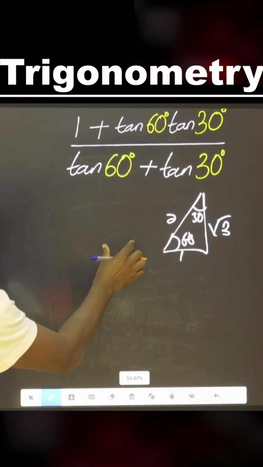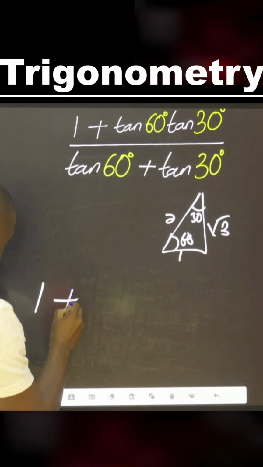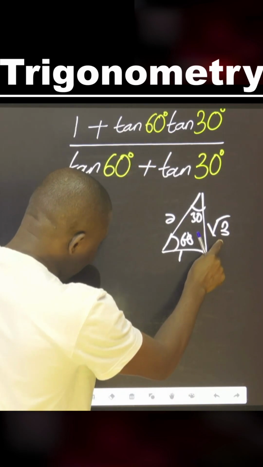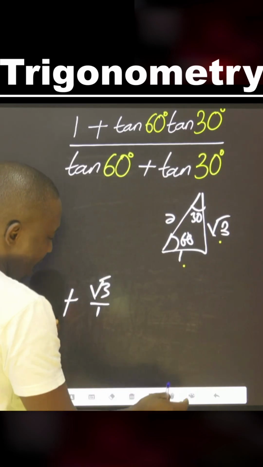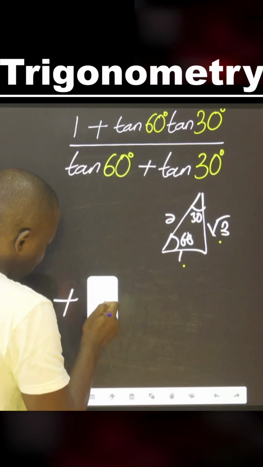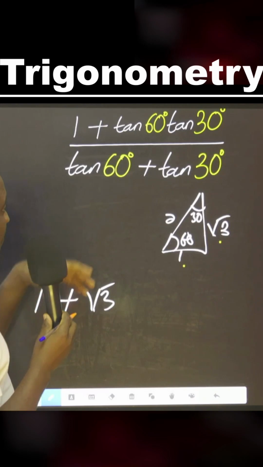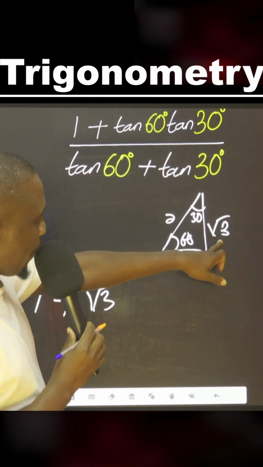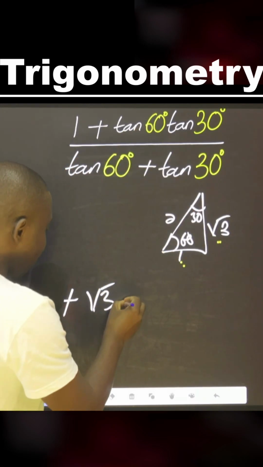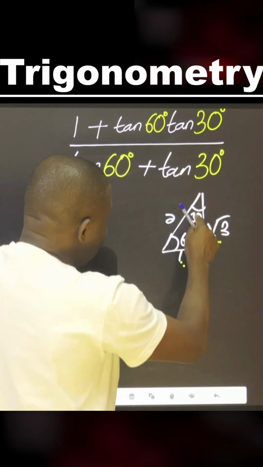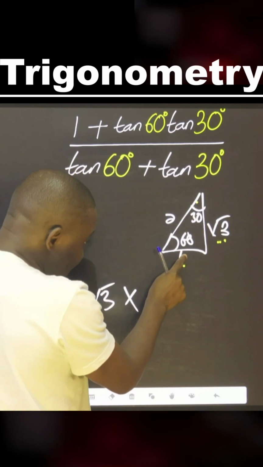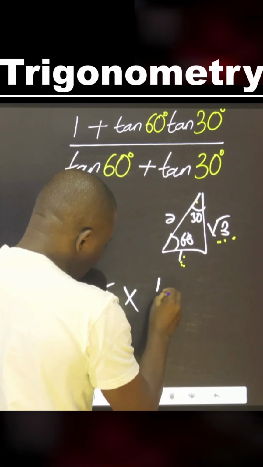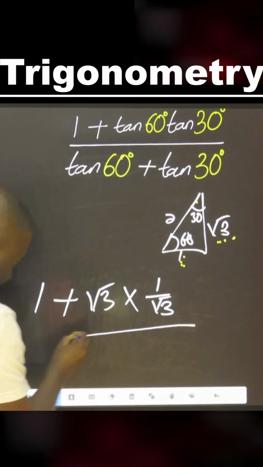Now, let's start. 1 plus tan 60, opposite over adjacent, square root of 3 over 1. I can decide not to put the over 1, just put square root of 3 for tan 60. Multiply by tan 30, opposite over adjacent. That is 1 over the square root of 3.